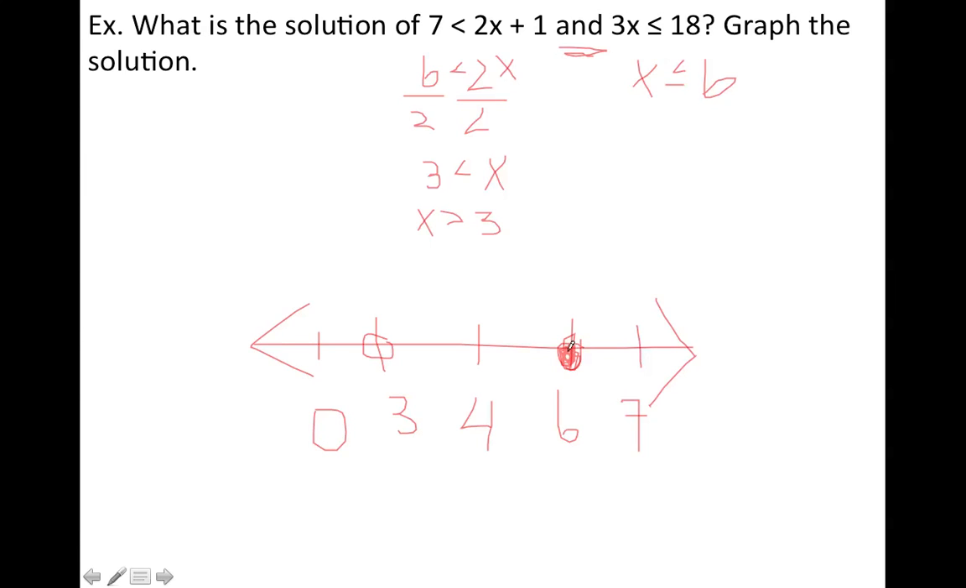And then we look. It has to be greater than 3, so we're going to shade this way, because 4 is greater than 3, but it has to also be and less than 6. So we have to shade in the middle of our two solutions. So our shading will be between 3 and 6. You should notice throughout today, anytime you have and, you'll be shading in between your two solutions.